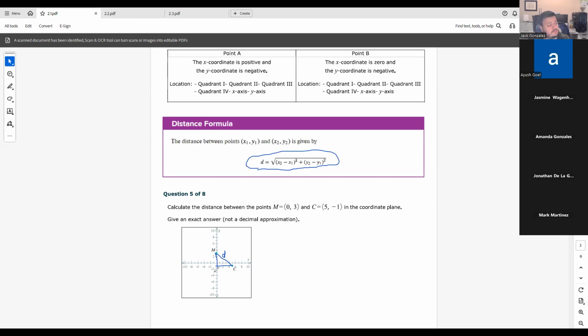They just find this length and this length by using x2 minus x1 and y2 minus y1, square them, square root to find D. But if you don't want to think about it, you can just plug them in and label everything. This is my first point. This is my second point.